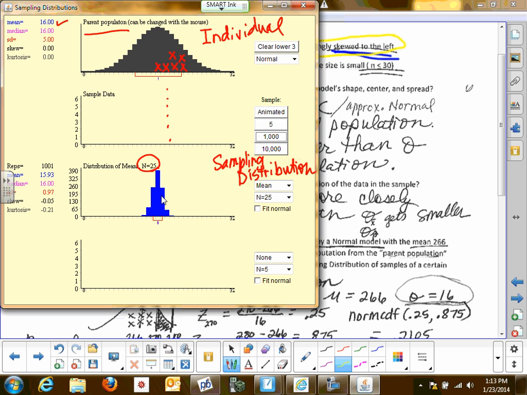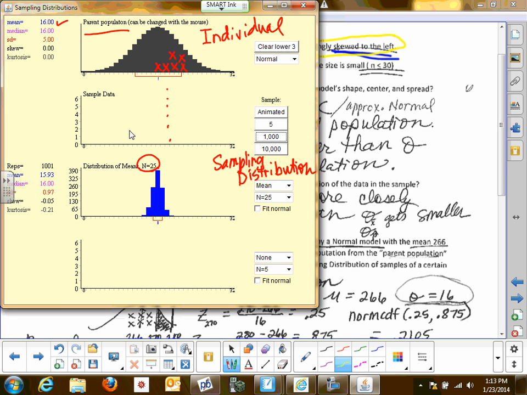Let's talk about the qualities. The shape of the top one and the shape of the bottom one are both normal. The mean, the center of the top one, is 16. The center of the bottom one is right at 16. So the centers are the same. The standard deviation of the top one is 5. The standard deviation of this one is about 1.